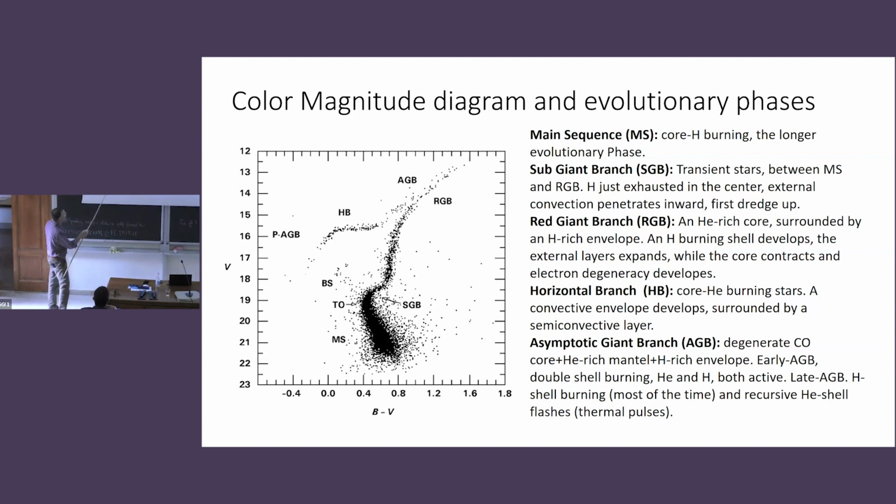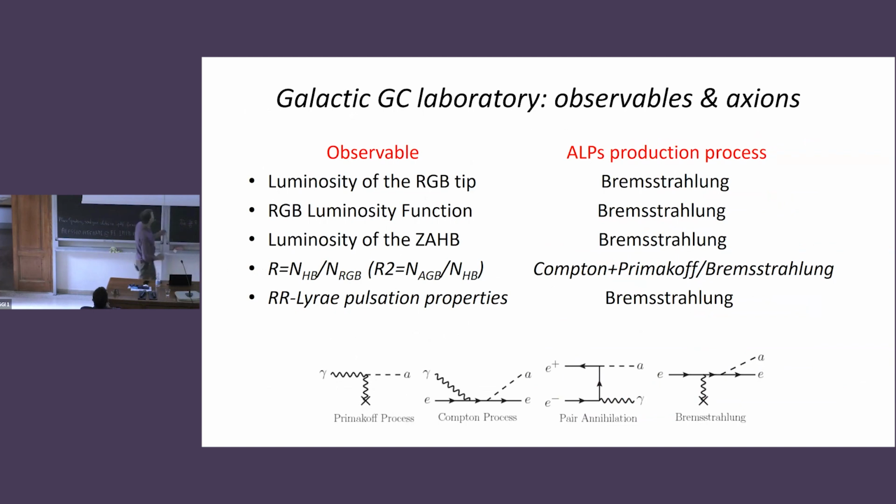And this explains why we observe a lot of stars in the main sequence and only a few in the horizontal branch, because the star remains in the horizontal branch for a shorter time. Okay, so different processes and different observables that we may exploit. So this is also another interesting parameter that we have used to constrain essentially the Primakoff coupling with photons.